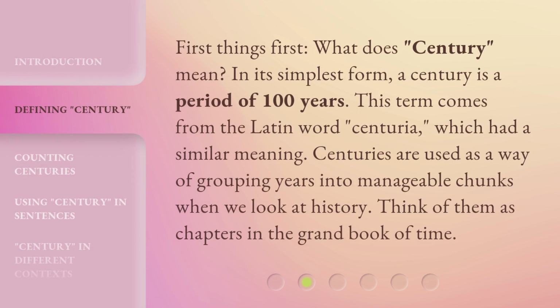First things first, what does century mean? In its simplest form, a century is a period of 100 years. This term comes from the Latin word centuria, which had a similar meaning. Centuries are used as a way of grouping years into manageable chunks when we look at history. Think of them as chapters in the Grand Book of Time.